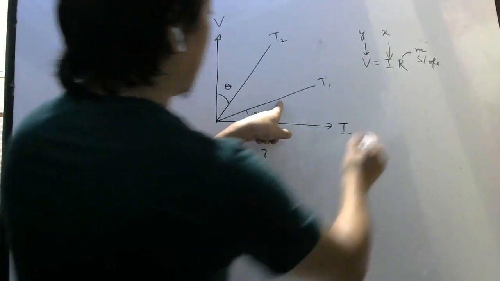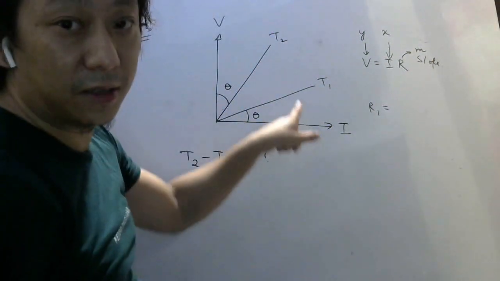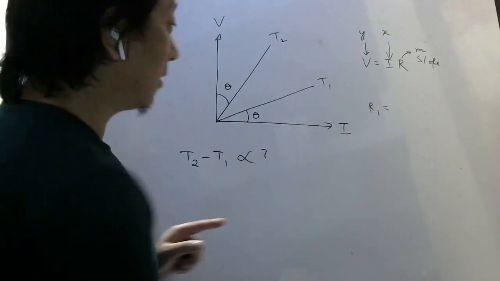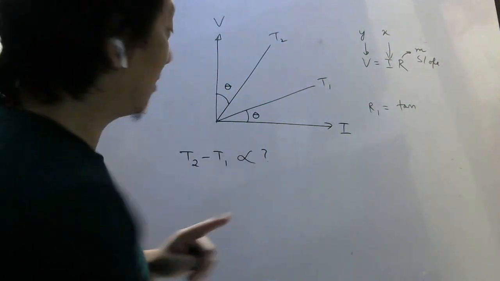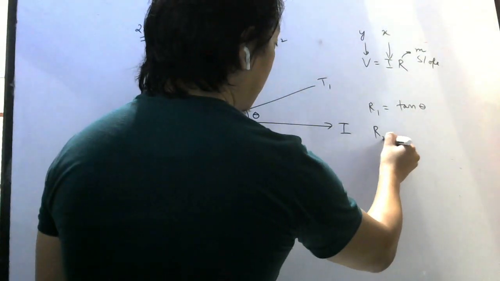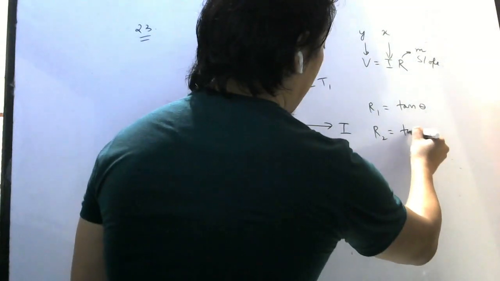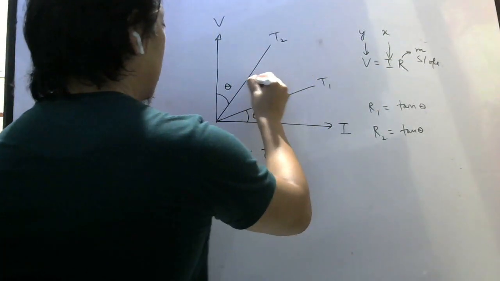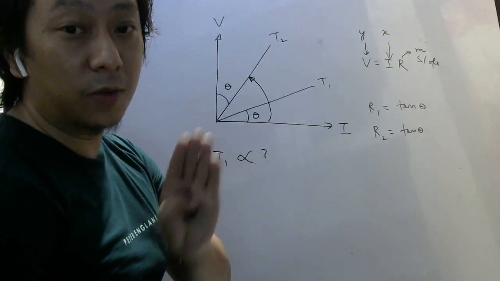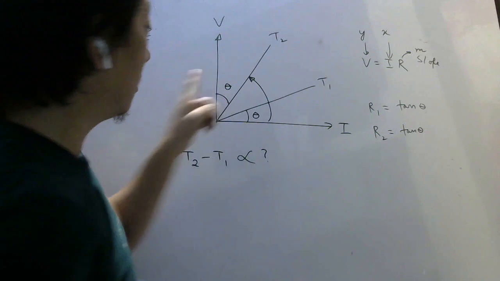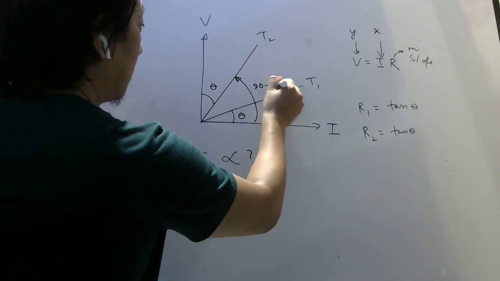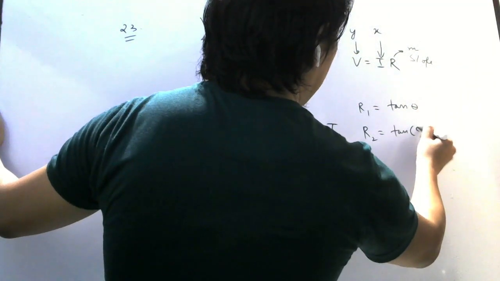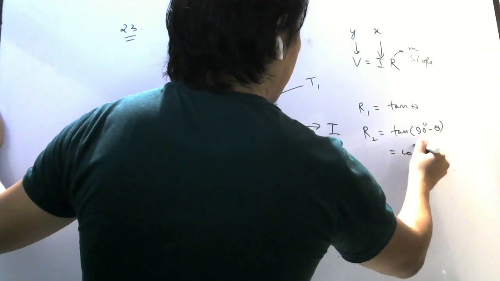For this temperature, if I write resistance as R1, then that will be slope of the graph. Slope is tan of angle made by the line with x-axis. So that angle is theta, right? For second temperature, if I write resistance R2, what will be slope? Tan of this angle. Remember, whenever you measure slope, you have to measure the angle with x-axis, not this angle. So here this line makes theta angle, so this angle will be 90 minus theta. So slope will be tan of 90 minus theta, that will be cot theta.